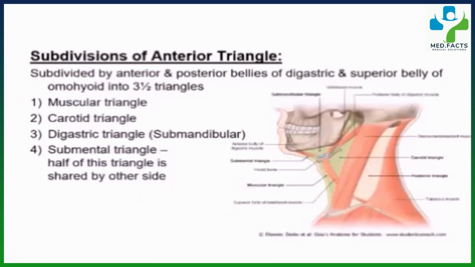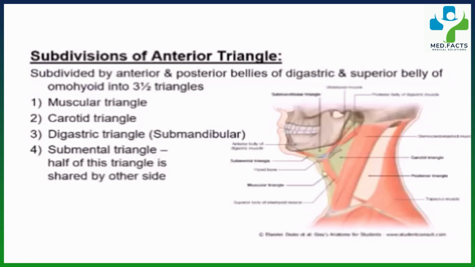This forms the triangle. Now this anterior triangle is again divided into multiple triangles. There are 4 triangles. To be more specific, it is 3.5 triangles which are there within this anterior triangle. Which are those triangles? We'll discuss one by one. The first triangle is called the muscular triangle.